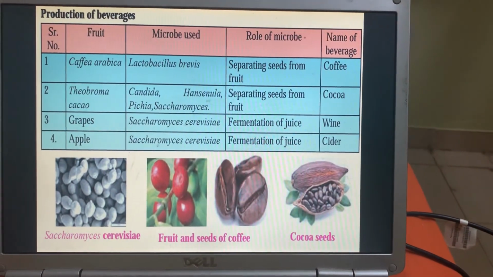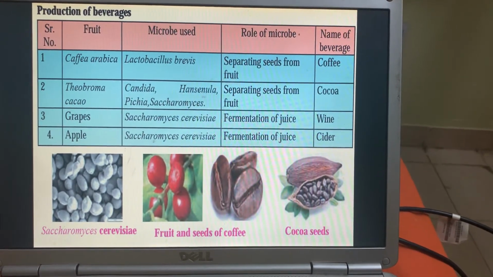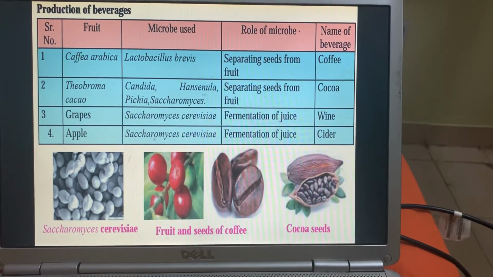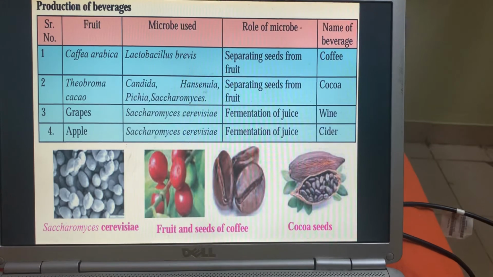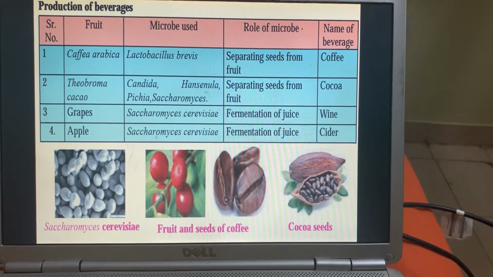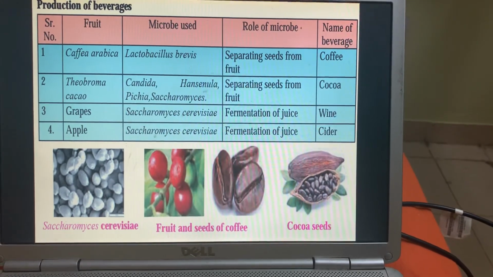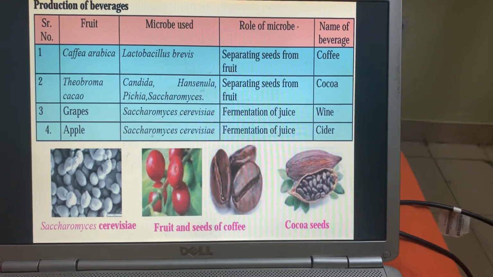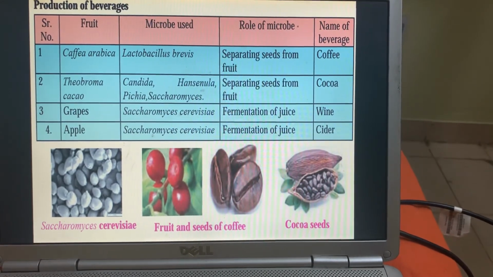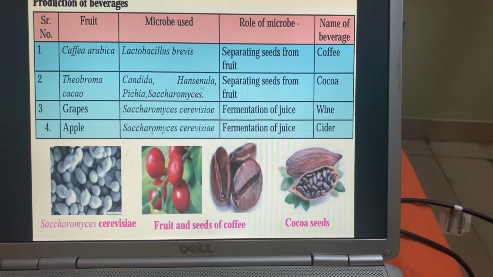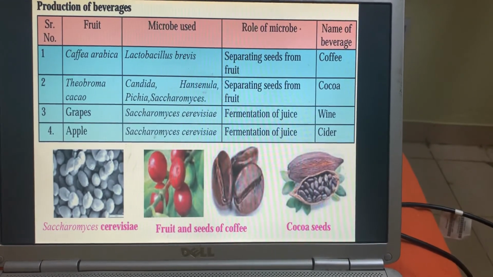Lastly, this is a table from your textbook. Production of various beverages. We learnt about bread, how microorganism like yeast is used in bread, also how vinegar is produced. Let us see how coffee is made. What is the fruit? Coffea arabica. The microbe used is Lactobacillus bovis. What does it do? It separates the seed from the fruit, and what beverage is made? Coffee is made.